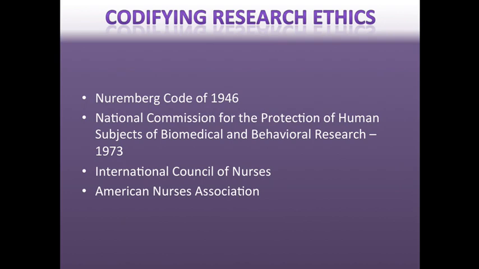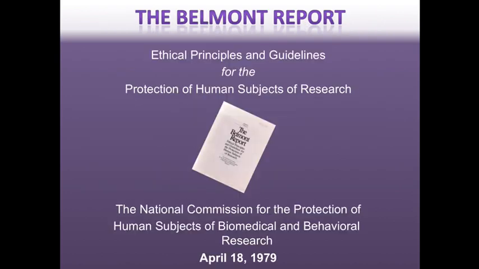There are also codes that exist within professions. For example, the International Council of Nurses and the American Nurses Association each have codes of ethics related to research. And in each of your subspecialties, it's very likely that your nursing organization has its own set of ethics and ethical recommendations that you can look to, to think about the different types of ethical issues relevant to the work that you might be doing. So it's important to understand and think about those things, especially in the context of your profession.